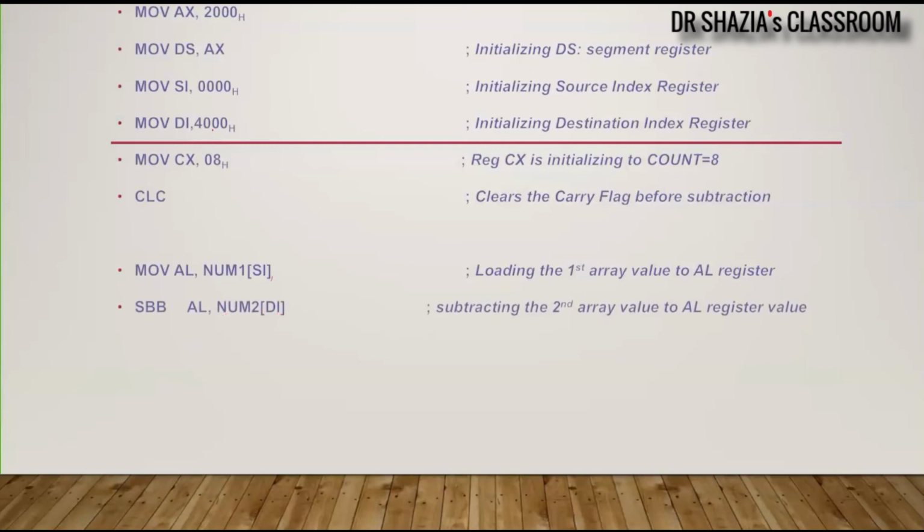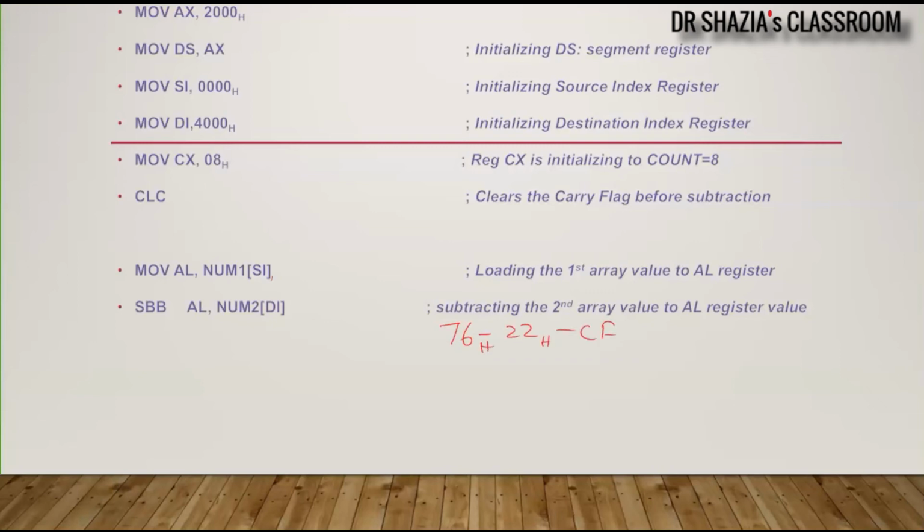As DI is 4,000, my physical address generated will be 24,000. I know at the address 24,000 data is 22H. That will be subtracted from AL as well as the carry when I am writing SBB AL, num2[DI]. So this particular instruction will do 76 minus 22, all in hexadecimal, minus the carry flag.